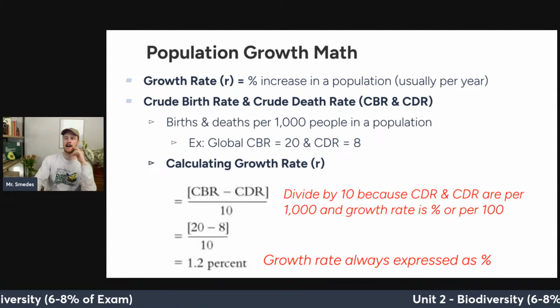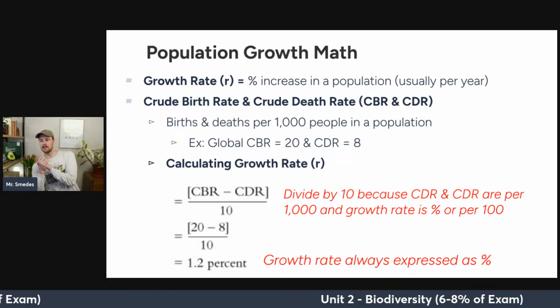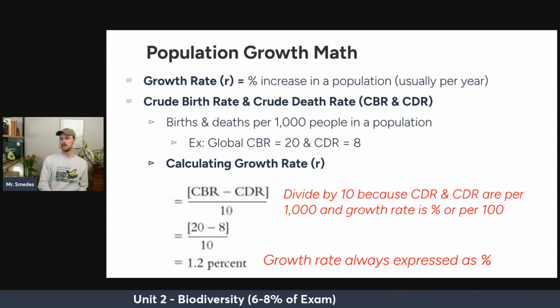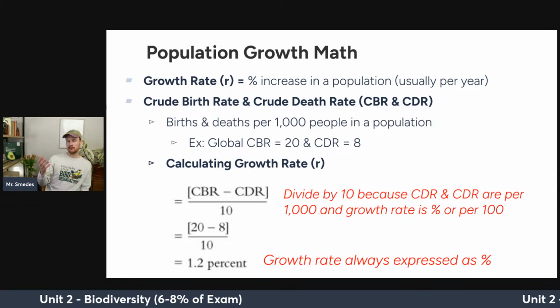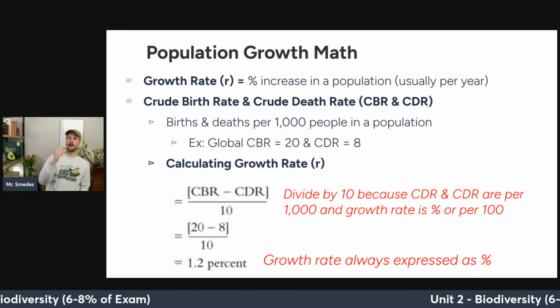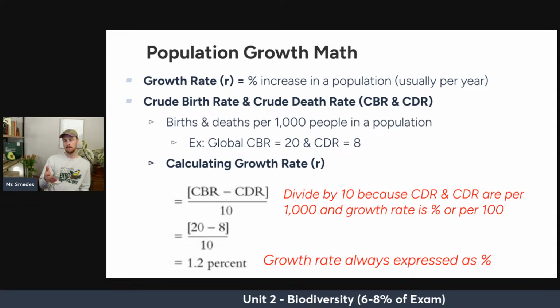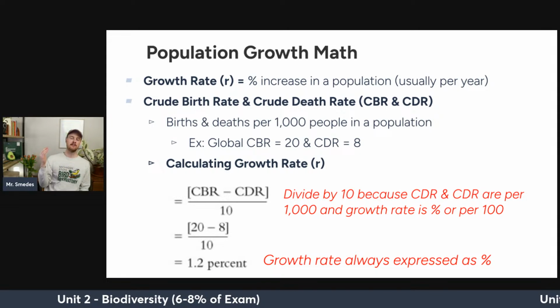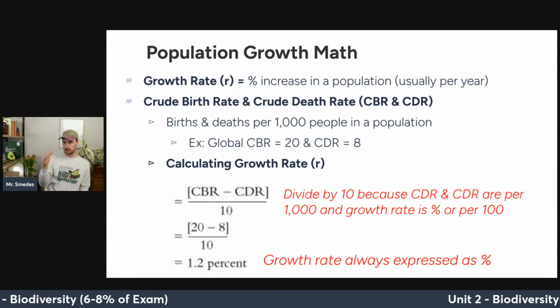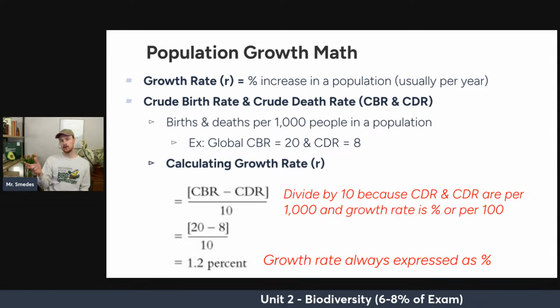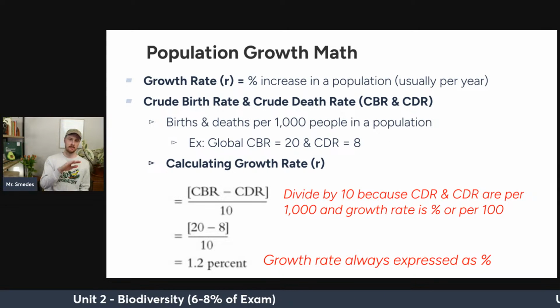Okay, some math. This is one of the only math formulas you have to know for the exam. The growth rate of a country as a percent can be found by taking the crude birth rate and the crude death rate, subtracting CBR minus CDR, and then dividing by 10. The reason we divide by 10 is because the crude birth rate and death rate are out of 1,000, and we want it out of 100, percent per 100. And so we divide by 10 there.